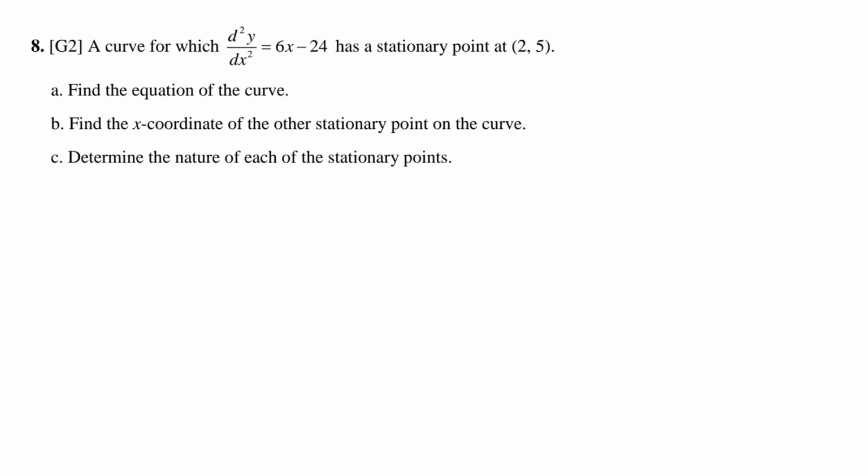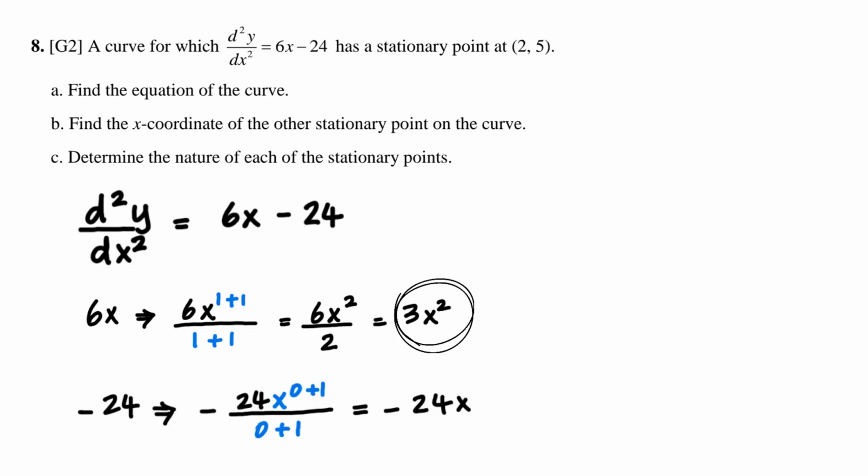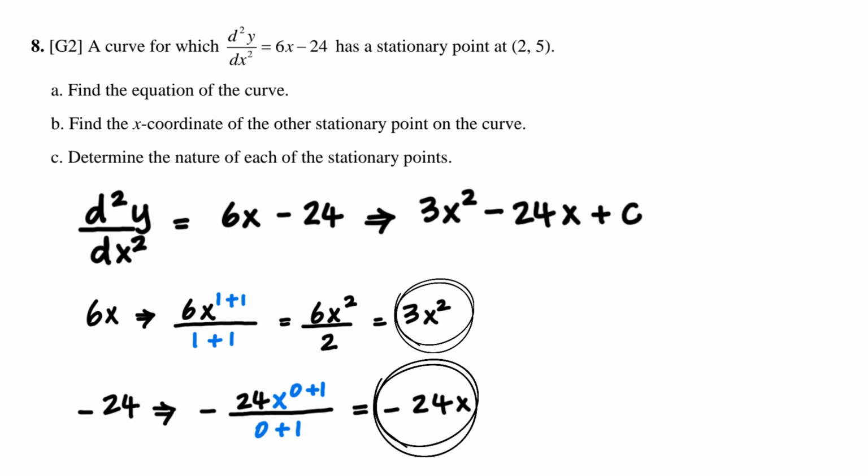So let's start finding our first derivative. We start with d squared y over dx squared equals 6x minus 24. To integrate 6x, we get 3x squared. To integrate negative 24, we get negative 24x. So the integral of 6x minus 24 dx is 3x squared minus 24x. Since it is an indefinite integral, don't forget the plus c.